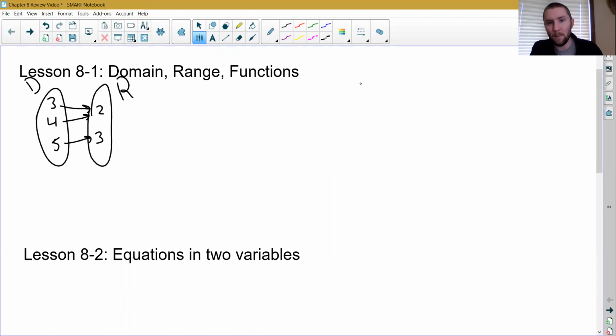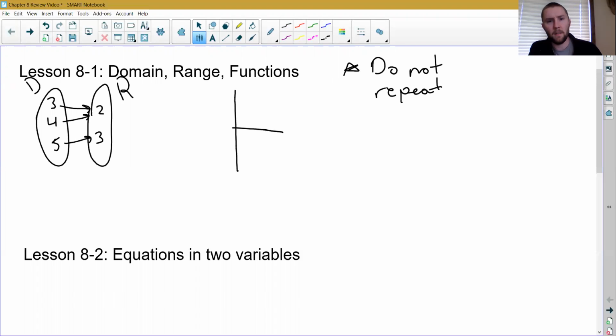Remember, some of us struggle with this: we do not list the repeats. Don't list the repeats in the domain and the range. We also looked at relations on a graph. So we plotted coordinate points from whatever list we had. And then we talked about how a relation is or is not a function.